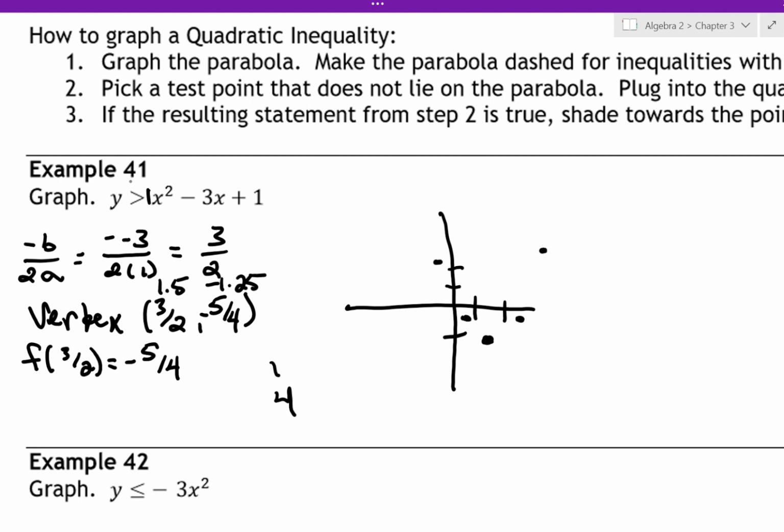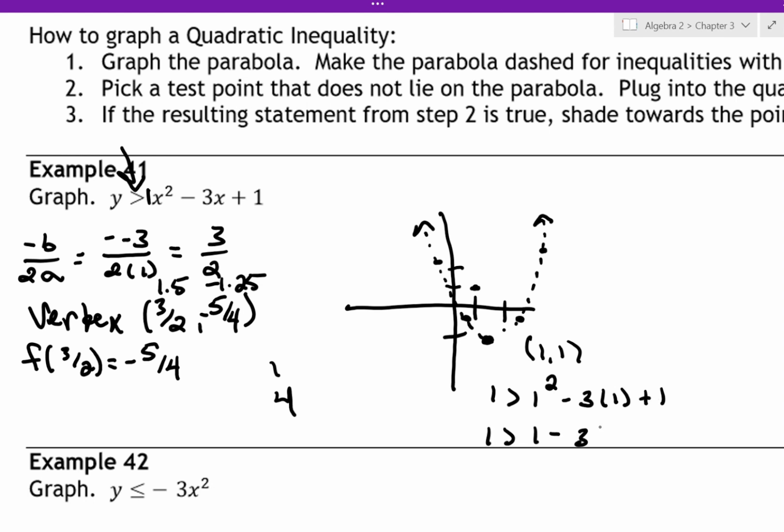Right, it's not perfect. But right here, we have a plain old greater than symbol, so we're going to use a dotted curve. And then we're going to pick a test point to see, does it work out? Yes or no? And we're going to decide how we shade. So let's pick out this point right there. It's the point 1, 1. And if I plug him in, we're going to say 1 is greater than 1 squared minus 3 times 1 plus 1. 1 is greater than 1 minus 3 plus 1. So 1 is greater than negative 1. That's a true statement. So I'm going to shade towards the point 1, 1, which is the inside.